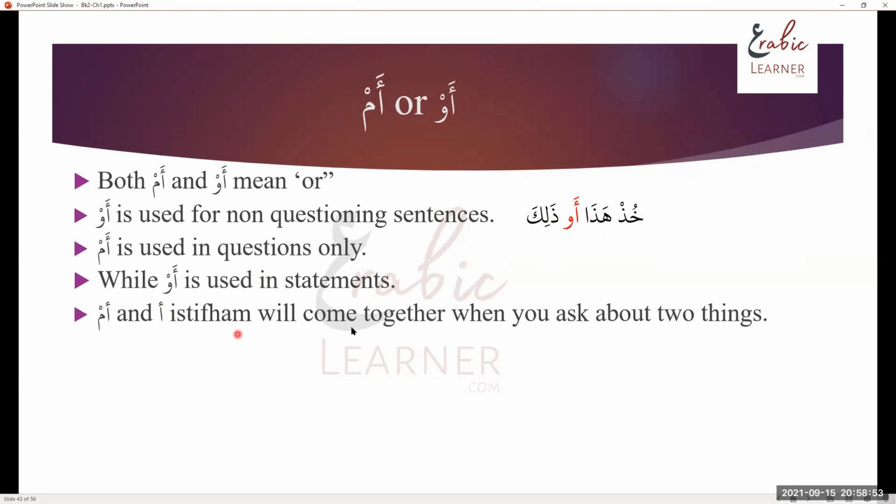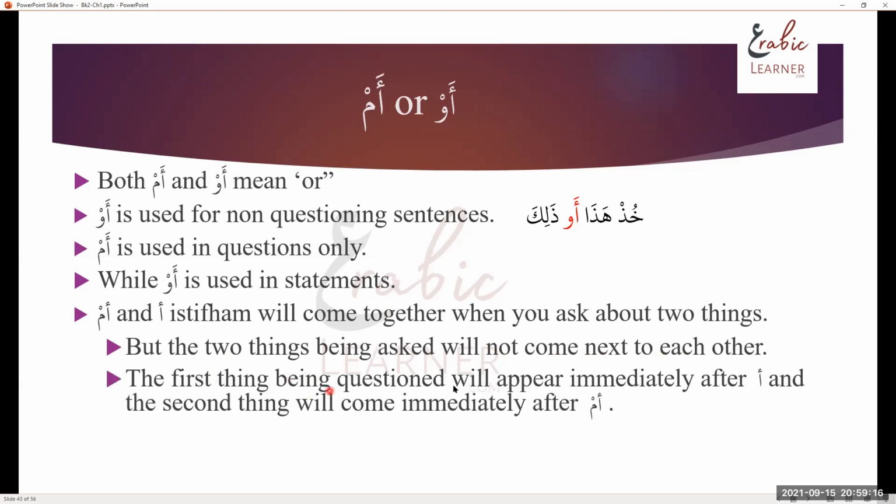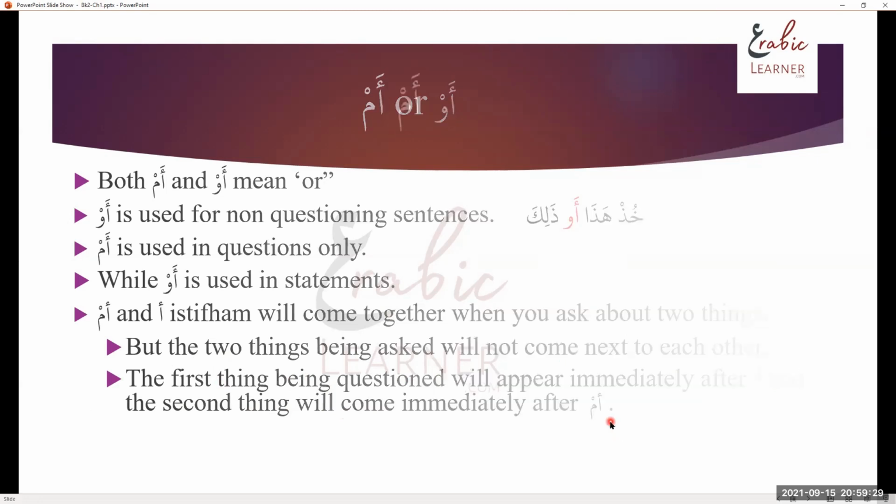And am and the harfu istifham will come together when you ask about two things, as I explained to you. But the two things being asked will not come next to each other. So it was wrong to say anta mujtahidun am kaslanu. The first thing that is being questioned will appear immediately after the hamza, and the second thing will come immediately after am. Okay, clear?